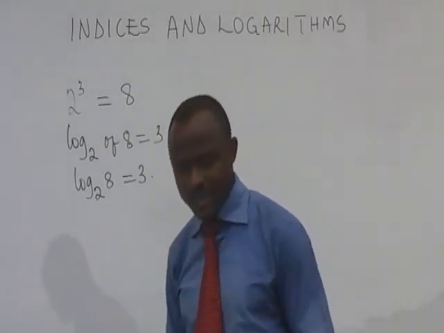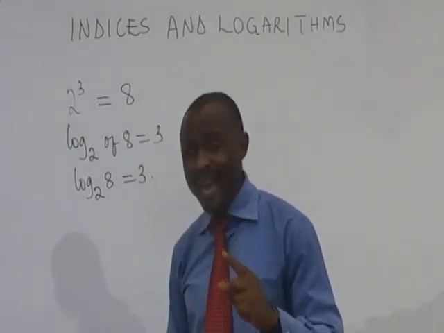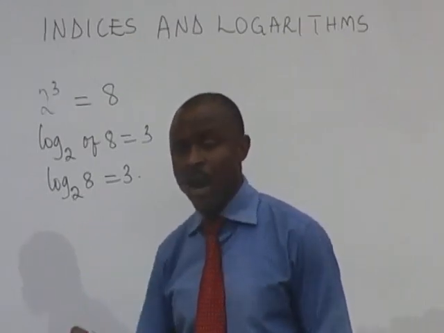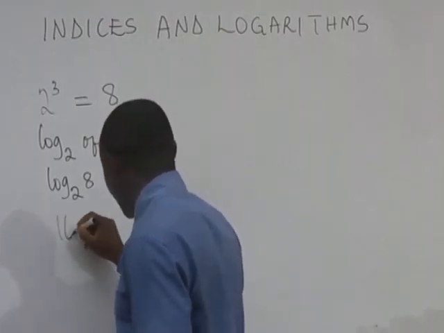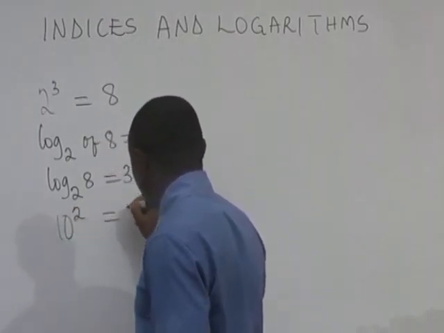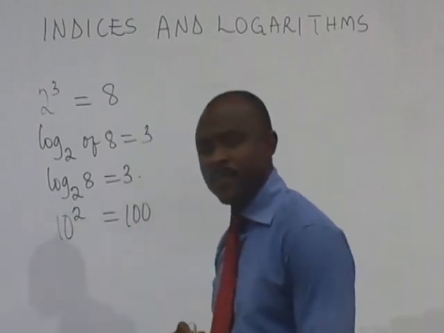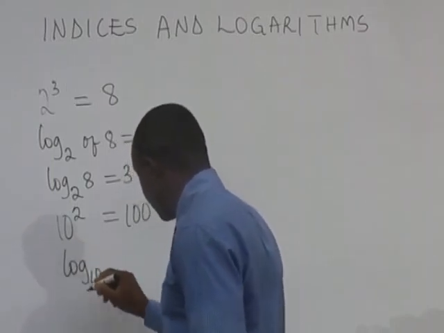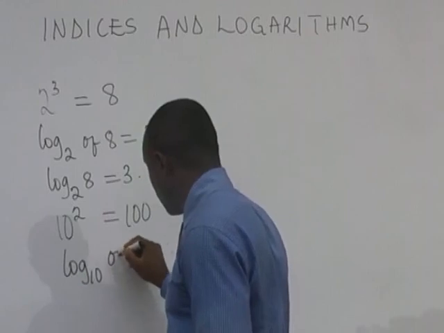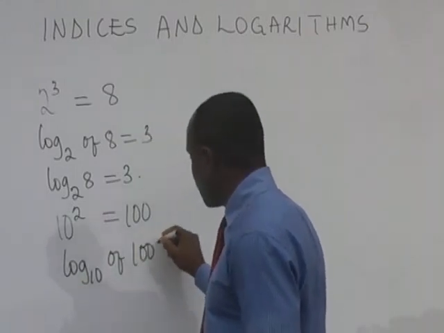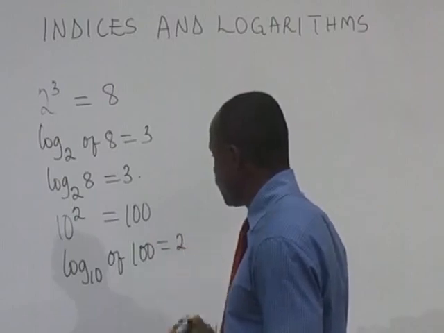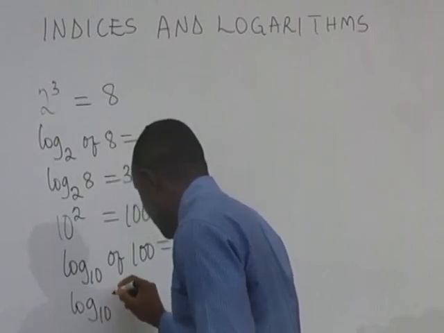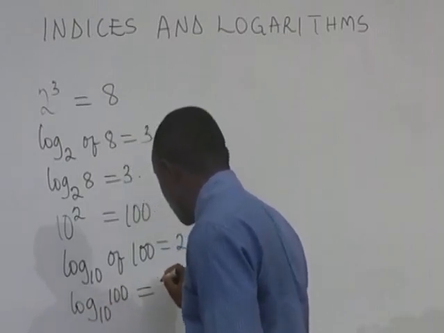Likewise, you and I know that 100 is 10 times 10. That means 10 exponent 2 is equal to 100. In the laws of logarithms, log to base 10 of 100 is equal to this index, which is 2. It is better written as log to base 10 of 100 is equal to 2.